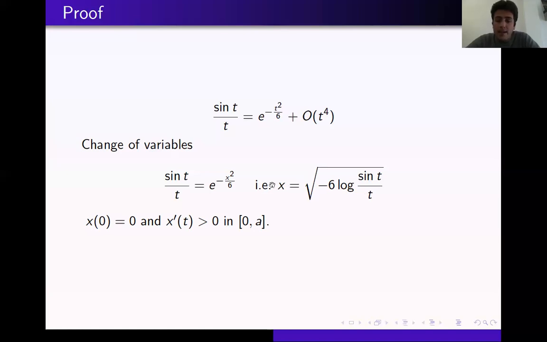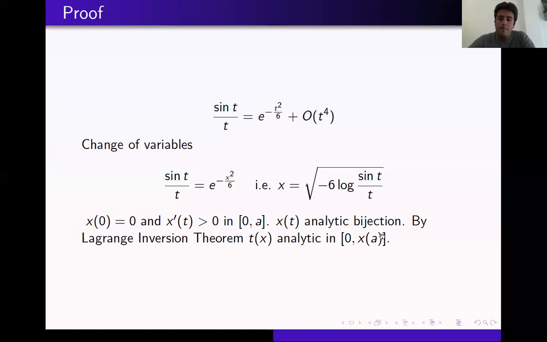Now, deriving x, it's very simple to see that this is strictly larger than 0, and therefore this is an analytic function and strictly increasing, and therefore a bijection in the interval 0a. Then we can apply the Lagrange inversion theorem in order to directly obtain that t of x is an analytic function in the interval 0 to x of a. I'm not mentioning here explicitly the value of x of a. That's not really an issue, but this is around 1.2 whatever, so not really big.